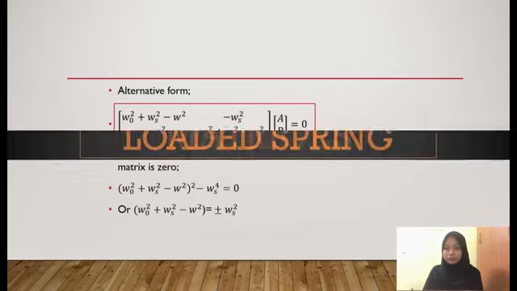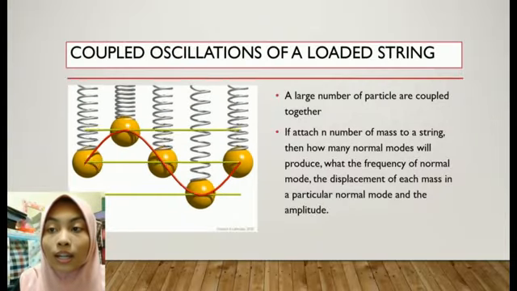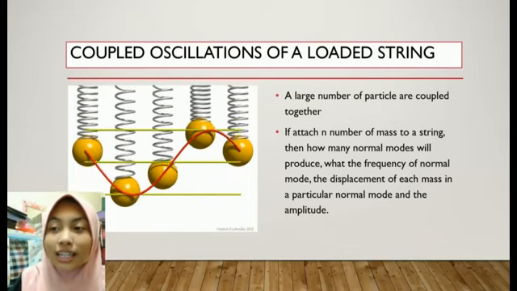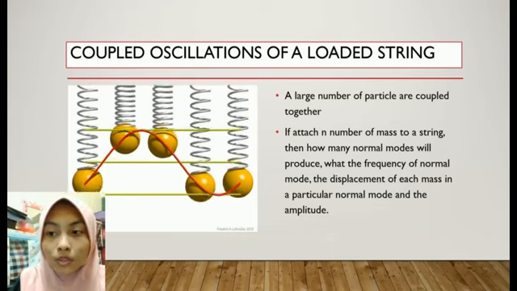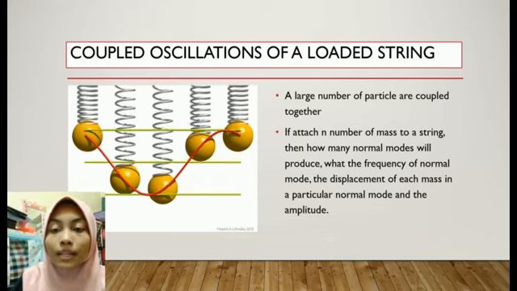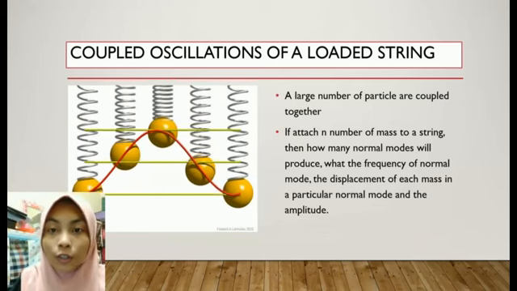In this subtopic, we're going to learn how a large number of particles are coupled together. If we attach n number of masses to a string, how many normal modes will be produced, what is the frequency of each normal mode, the displacement of each mass in a particular normal mode, and the amplitude. So that is what we're going to find out in this part.